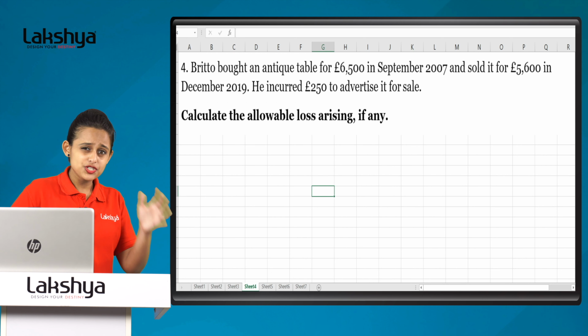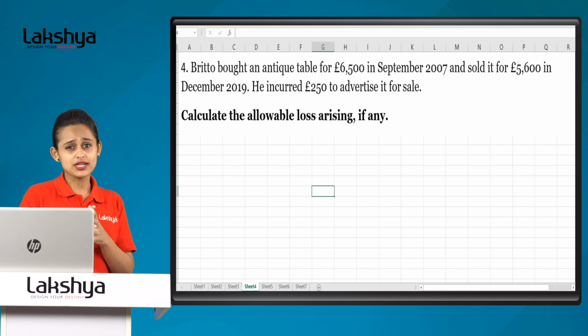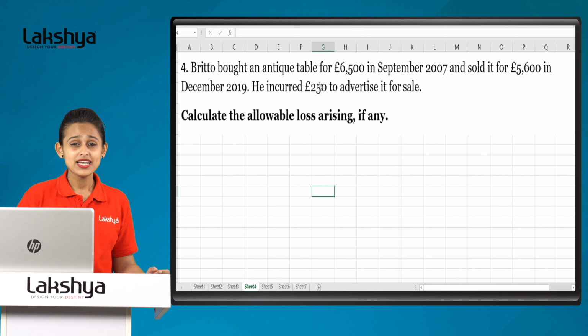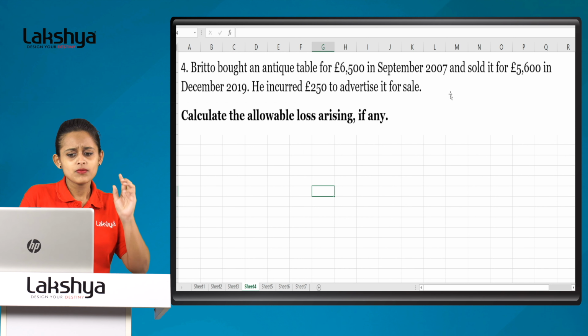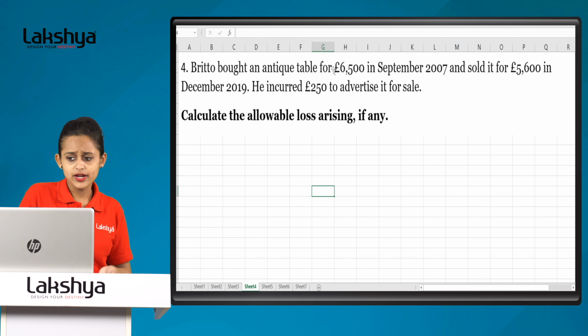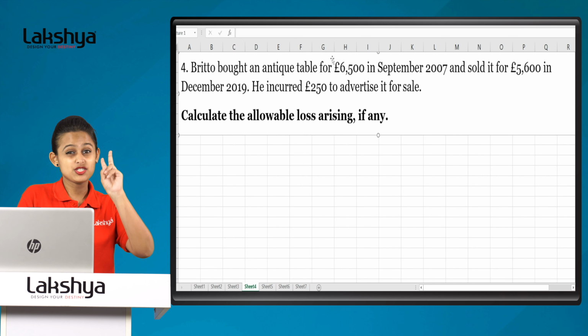So already they have mentioned it to us as an allowable loss. Anyway, let's check out the details. It's an antique table, so therefore you know it's a non-wasting chattel. If it's a non-wasting chattel, check whether it is case 1, case 2 or case 3. Here, when you see bought for 6,500, sold for 5,600, it is case 2.